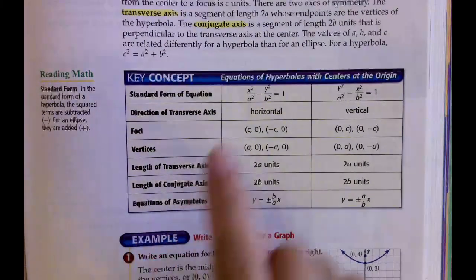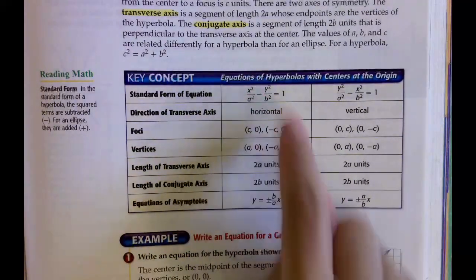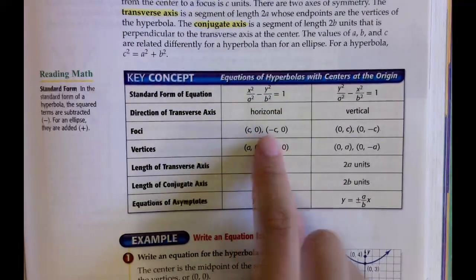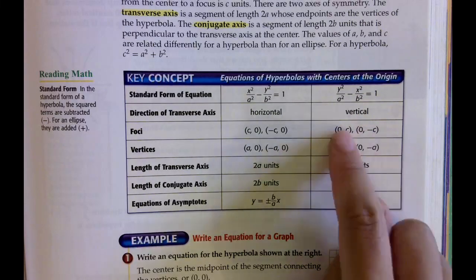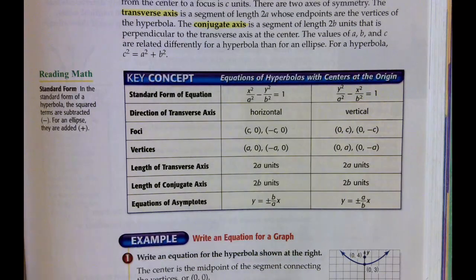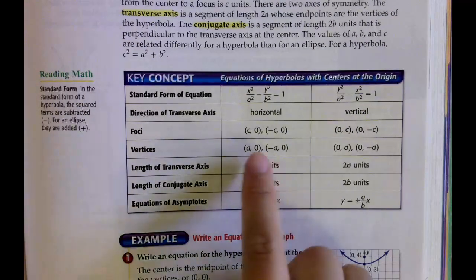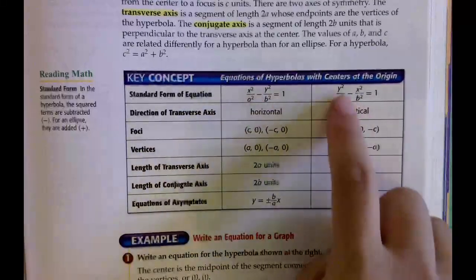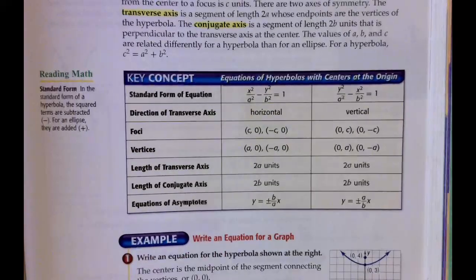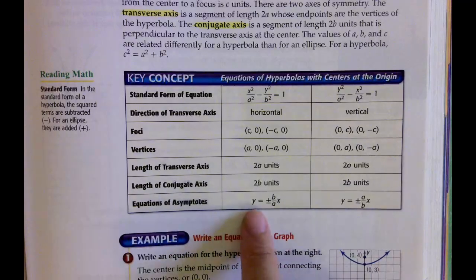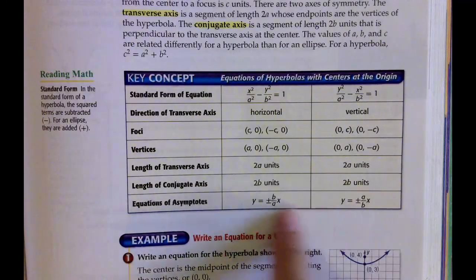And then you can see if x squared is the one that's first, then it'll affect the foci in terms of the x. If y squared is the one that comes first, then you'll see that it affects your foci in terms of the y. And likewise, you'll see whether the A is affecting the x or the y, giving you the vertex based on where it comes from. Okay? And then here are the equations of your asymptotes.